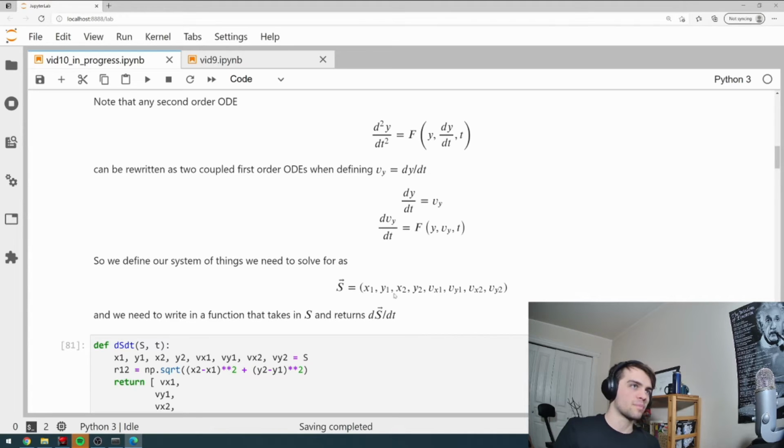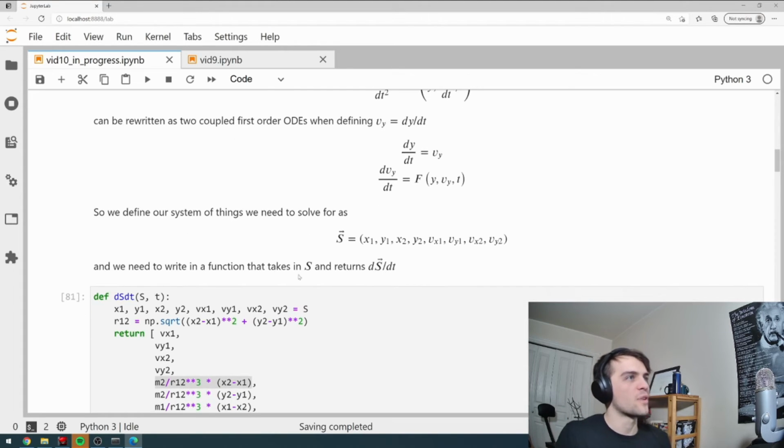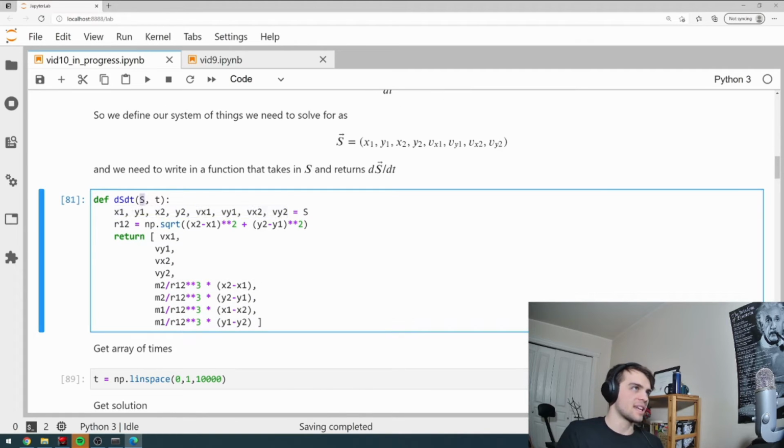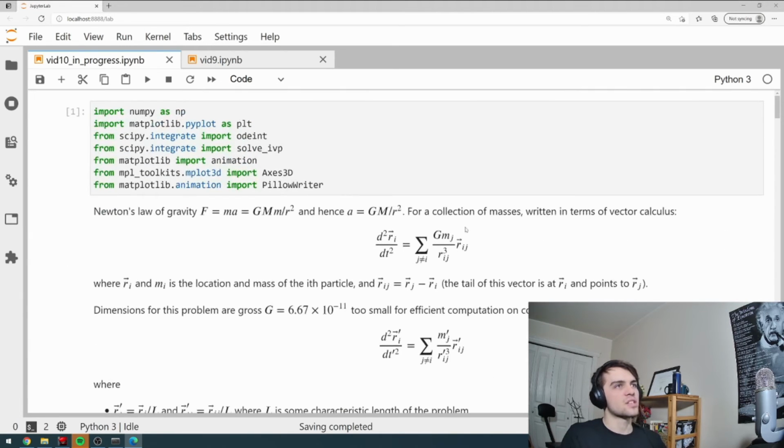So to define our system, we write S, and S is all the variables that we want to solve for. We're going to have the positions of both masses and the velocities of both masses, and we're in a 2D plane, and we need to write a function that takes an S, returns the dS/dt. Well, these are all the variables of S, right? It takes in S, it returns all these, and then it returns the distance R12, that's the distance between the Earth and the Sun, and it will just return dx1/dt, which is vx1, vy1, vx2, vy2, and then all these acceleration terms. And all of these terms here come directly from this formula here. And that's the case where you only have one other mass, so you're only summing one term. And so you only have one of these terms here.